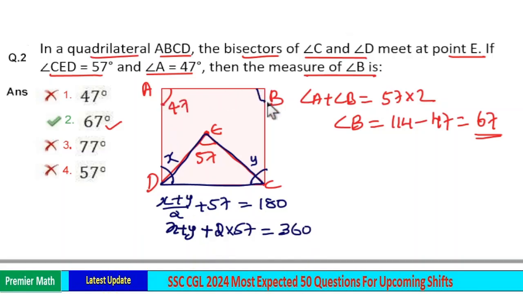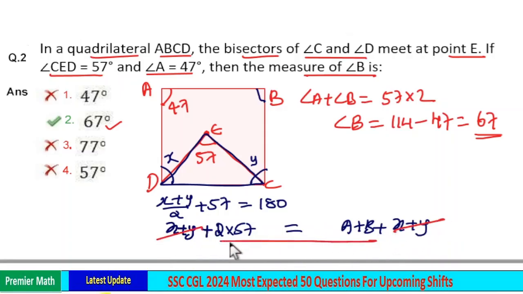Now the sum of angles of a quadrilateral is 360 degrees. That is, A plus B plus C plus D is 360 degrees. A plus B plus C plus D, I can write it as X plus Y. That is, when you equate these two, the sum of these two is equal to 360, then if you cancel X plus Y from both sides, you can see A plus B is equal to 2 into 57. That is, double of 57 is equal to A plus B, when this 57 is created by bisectors of C and D.